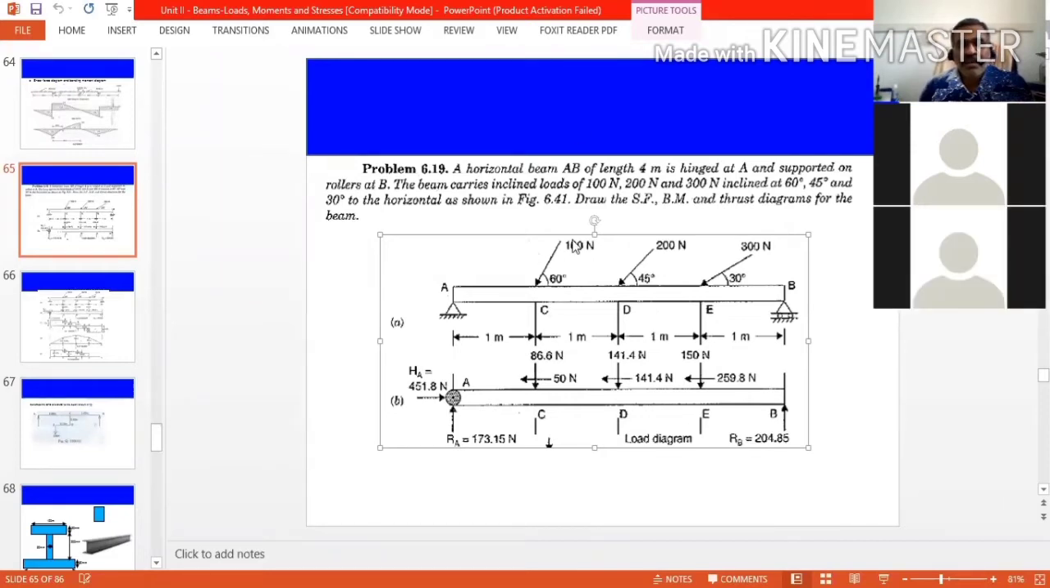When the loads are acting in an inclined direction, they can be resolved into two forces. The horizontal forces will create axial load, and due to the axial load, that will create an axial stress. If it is compressive, it is compressive stress; if it is tensile, tensile stress. That we have studied in the first unit. Right? So now we have the combination of axial as well as bending load. So the first step is we need to resolve the inclined forces into vertical and horizontal. Now we'll discuss this.